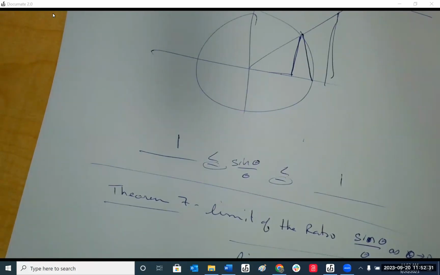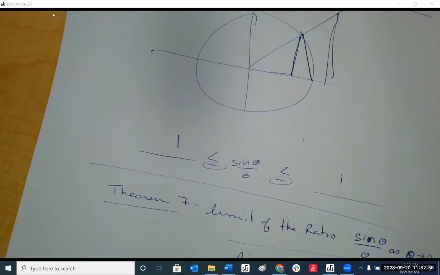Is it true for cosine theta? No, because at 0, it's 1/0, it's undefined. So cosine theta over theta as x approaches 1, then well, you wouldn't have one for theta for a cosine. What if you did have one for cosine? You'd have to convert it to a sine function.